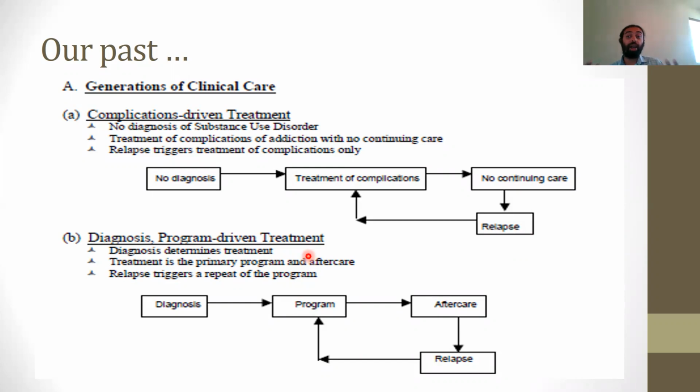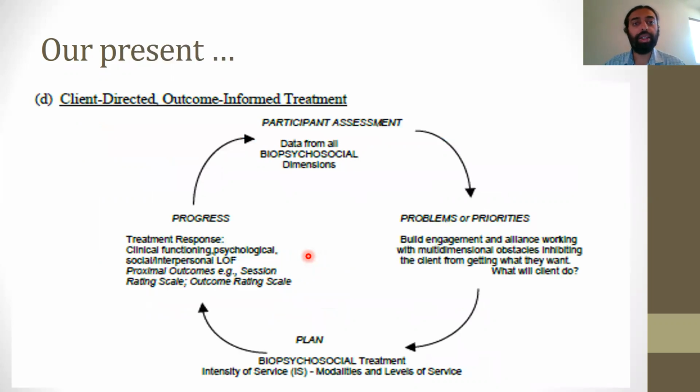On the other hand, the ideal model, as recommended by most major professional bodies, is diagnosis and program-driven treatment, where an appropriate diagnosis is made. For example, for opioid use disorder, treatment is provided on a continuous, ongoing basis. That itself minimizes the chances of a relapse. But if relapse does happen, which is not unusual, the patient is once again continued in treatment, right? And our present is really client-directed, outcome-informed treatment. This is where we are: it's patient-centered, and the client has a lot of say in what treatment they may receive. There is a full biopsychosocial assessment. Usually treatment is interdisciplinary, right? Comprehensive.